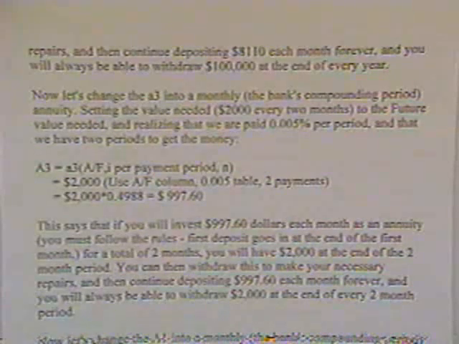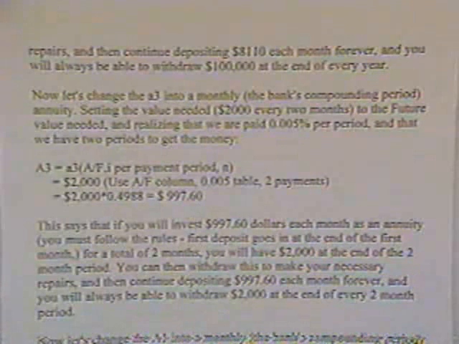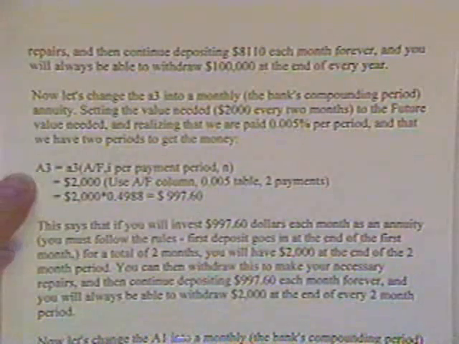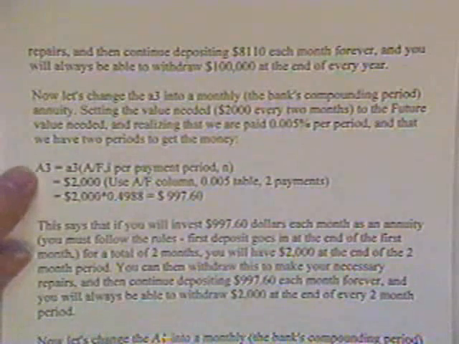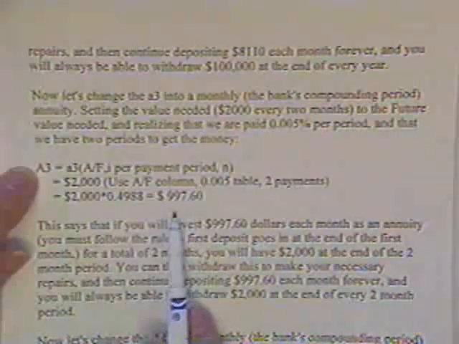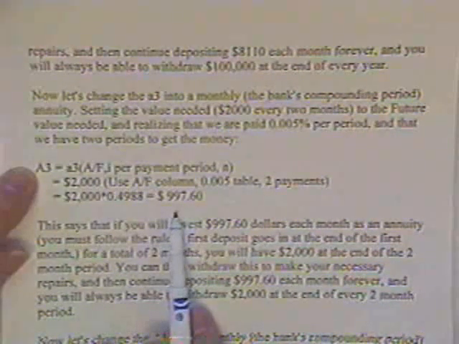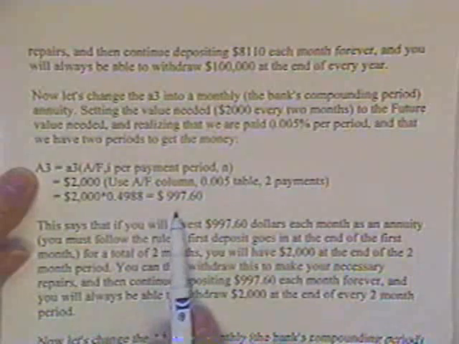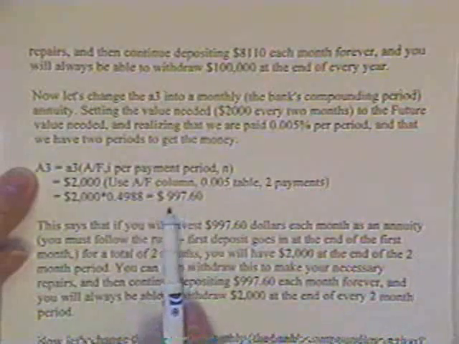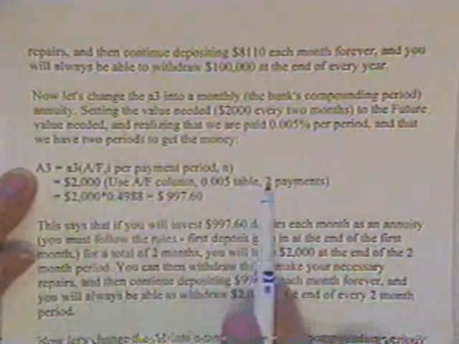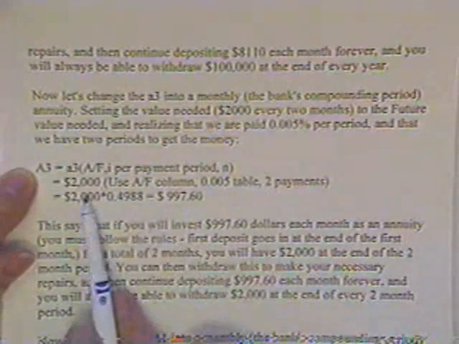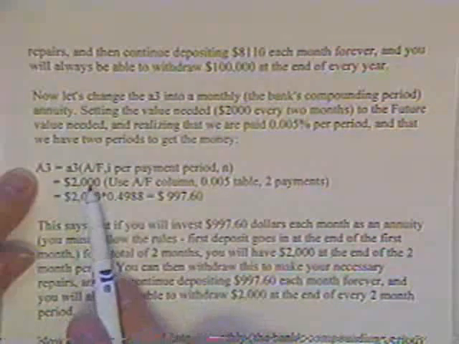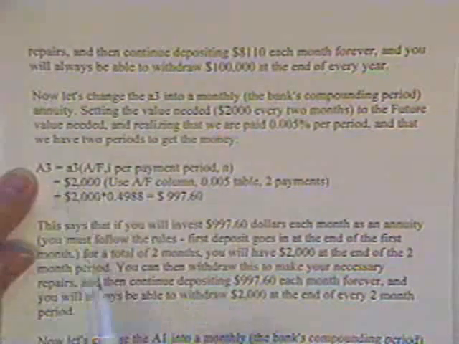Let's see what we were working on here before we changed the tapes. We were trying to change the A3, the little guy, the $2,000 every 2 month number, into an annuity. In other words, we asked the bank, "Hey bank, how much would I have to give you each month in order for you to give me $2,000 at the end of 2 months?"